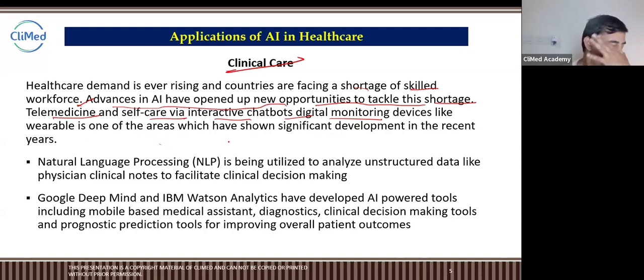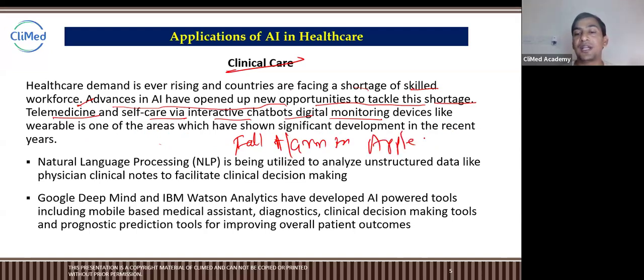Digital monitoring devices like wearables and watches are one of the areas which has shown significant development in recent years. There are fall alarms in Apple Watches. If the person is going to fall, or if he falls, the Apple Watch will automatically send a message to the close persons whose numbers are saved in the phone, like the son, daughter, parents, or anyone.